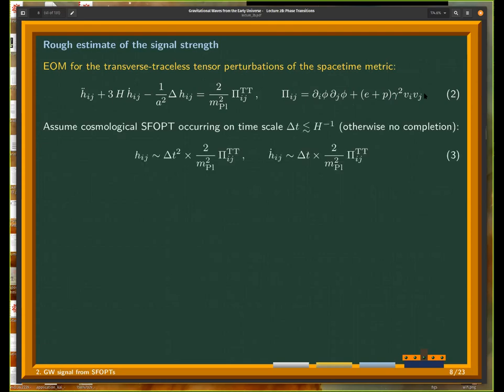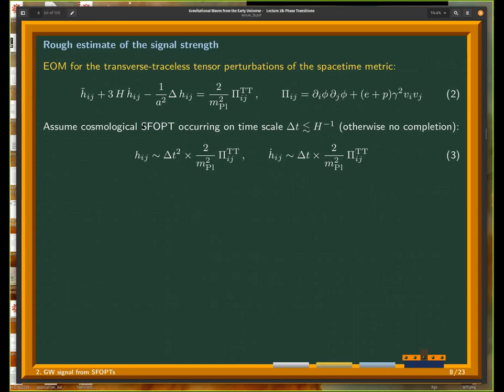All right, I promise a back of the envelope estimate, so let's do this now. Let's assume that this cosmological phase transition occurs on a timescale that is shorter than a Hubble time. Otherwise, if it takes longer, then it might be that this phase transition does simply not complete because it's too slow and cannot compete with the expansion of the universe. Okay, so let's assume that the duration is smaller than 1 over H. And then I just want to look at this equation of motion and focus on the very first term here and the source term on the right-hand side.